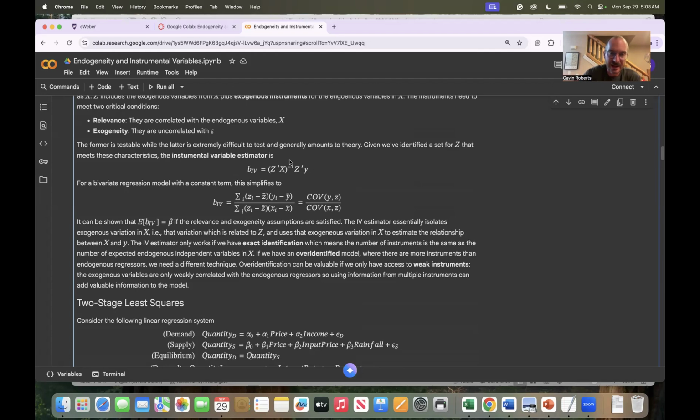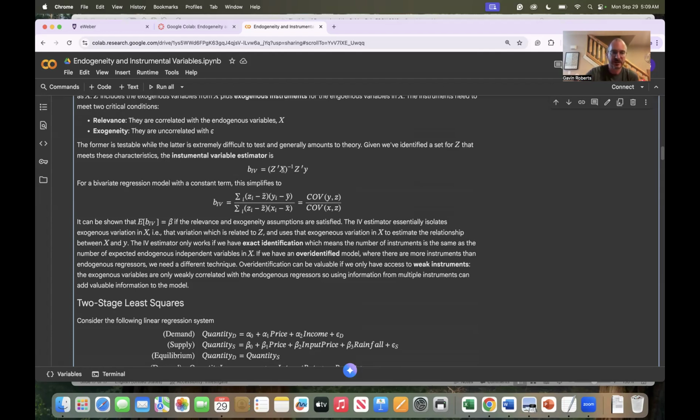Now, having this X in here allows us to essentially map that back into the units of X. So we can express our coefficient, and this is still a slope coefficient. How much does Y change when X changes? By including this X in here, we still get that nice interpretation.